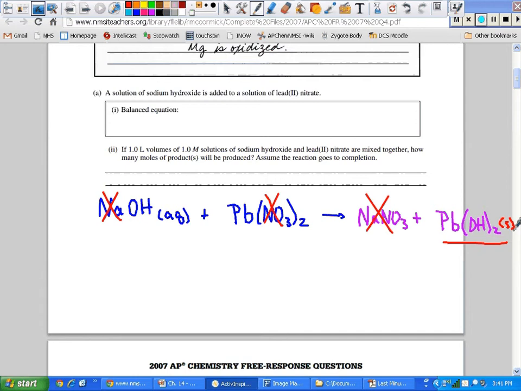So, guys, this should be answered for you. And it should be very, very simple. It should be OH minus plus Pb what? 2 plus. Very good. Make sure you get it in ion form. Goes to Pb(OH)2.